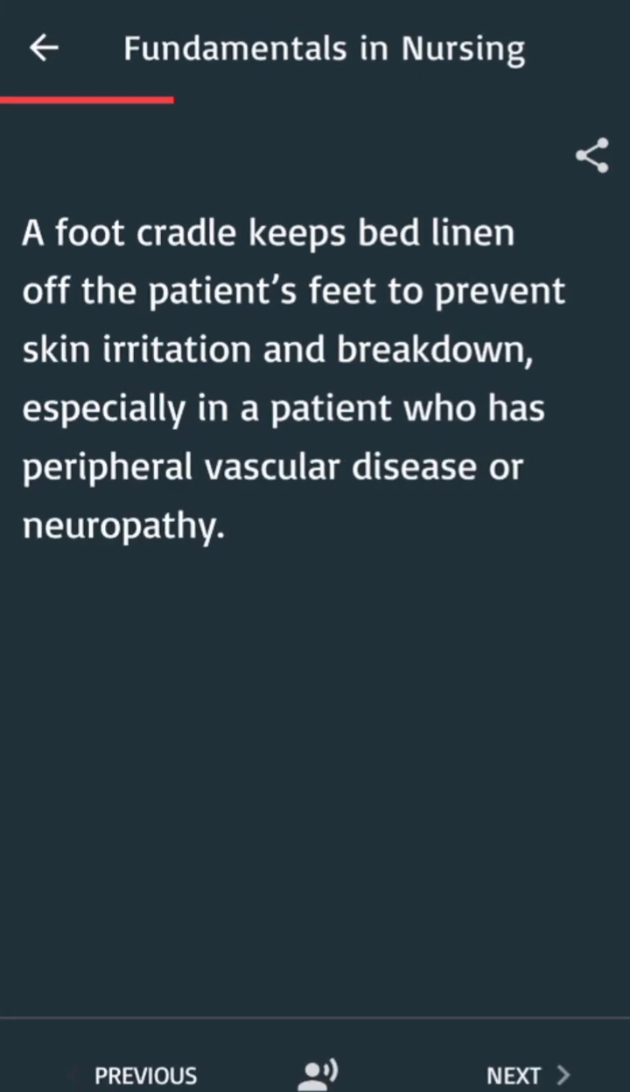A foot cradle keeps bed linen off the patient's feet to prevent skin irritation and breakdown, especially in a patient who has peripheral vascular disease or neuropathy.